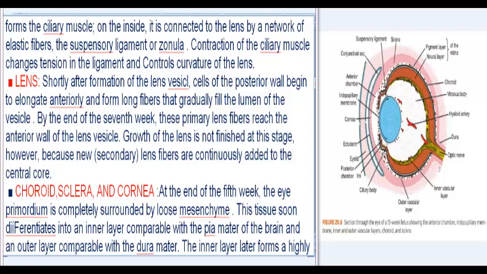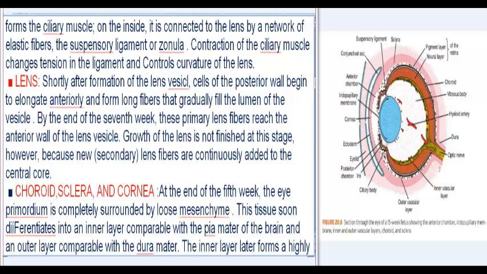Lens. Shortly after formation of the lens vesicle, cells of the posterior wall begin to elongate anteriorly and form long fibers that gradually fill the lumen of the vesicle. By the end of the 7th week, these primary lens fibers reach the anterior wall of the lens vesicle. Growth of the lens is not finished at this stage, however, because new, secondary, lens fibers are continuously added to the central core.